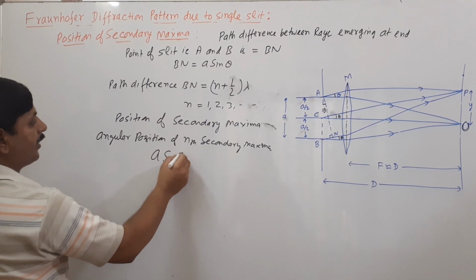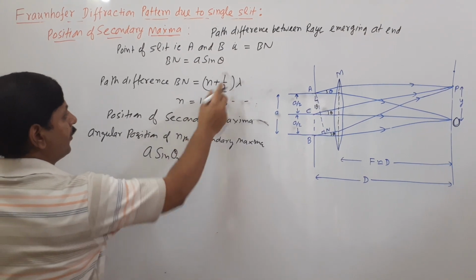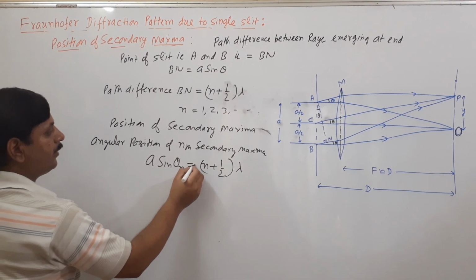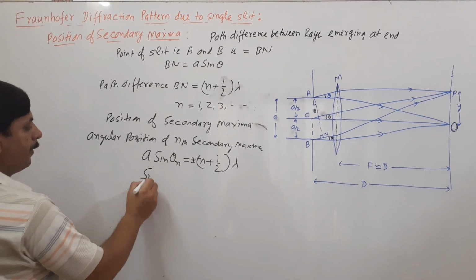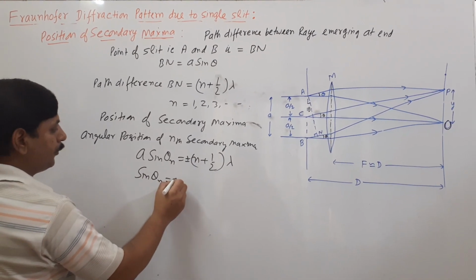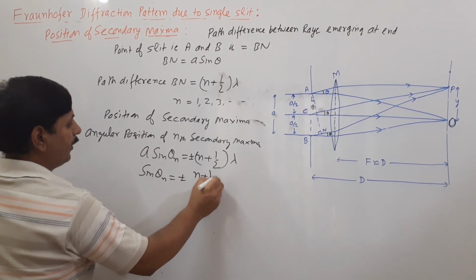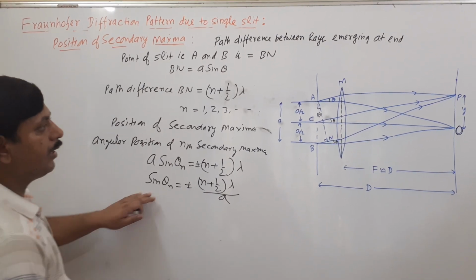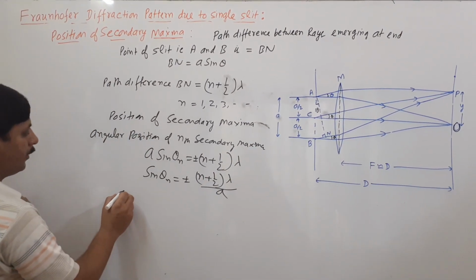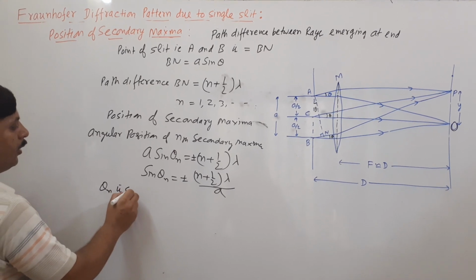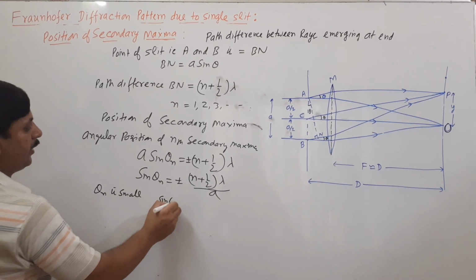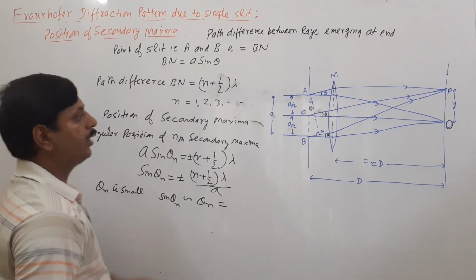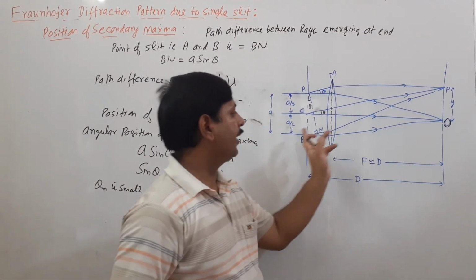Bn is equal to a sin theta n is equal to (n plus 1/2) lambda. Both sides we can take plus or minus. So sin theta n is equal to (n plus 1/2) lambda upon a. See here, theta n is small. So sin theta n can be written as theta n, which is equal to what? Here you will see that it is yn upon d.